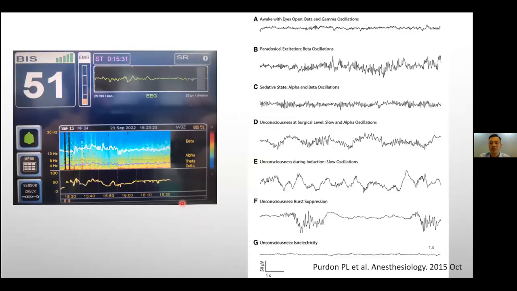For the BIS monitor here, the index of consciousness is displayed in this area, 51 here, with the raw EEG signal also displayed. There are different types of EEG shown during the different stages of anesthesia. The deeper the delivery of anesthetic agents, the brain will exhibit a burst suppression pattern, indicated in figure F here, which is an epoch of isoelectricity followed by a burst of high-frequency waveform.